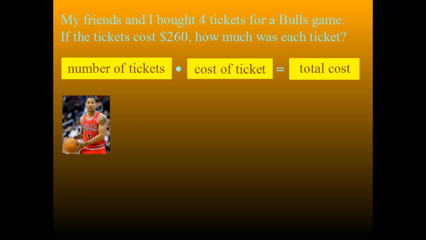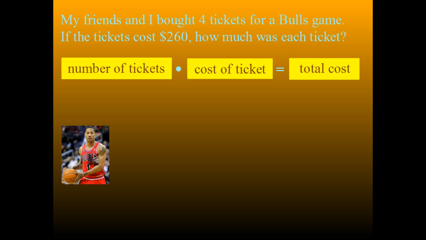And this seems like a pretty standard thing, right? Somebody buys tickets and you say, how much do I owe you for each ticket? And they say, well, I paid $260. There's 4 tickets, so now we've got to figure out how much that is. Okay, so let's see how we're going to do this.